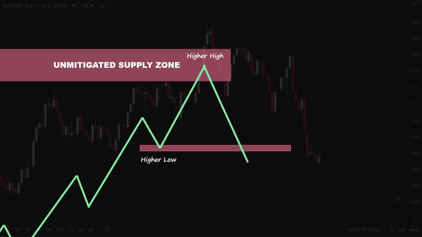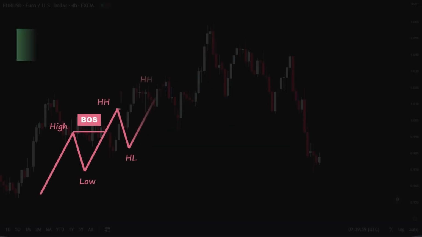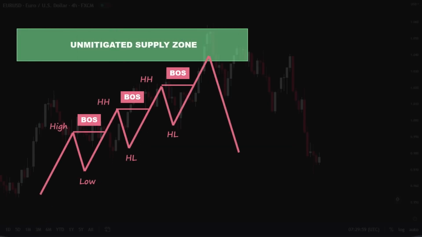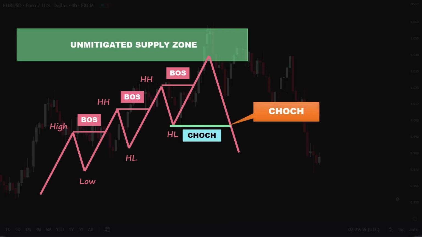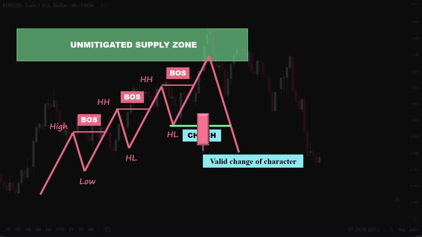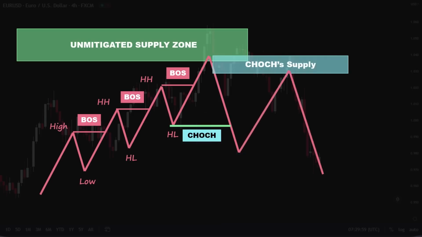For example, we have this bullish market where price makes this series of higher highs and higher lows. As you can see here, price created this change of character after it mitigated the higher time frame supply zone. So the next thing to look for is whether price closed below this higher low by the body of a bearish candle. If our candlestick pattern is valid, then we can assume that price wants to change its direction and the change of character is safe to trade.